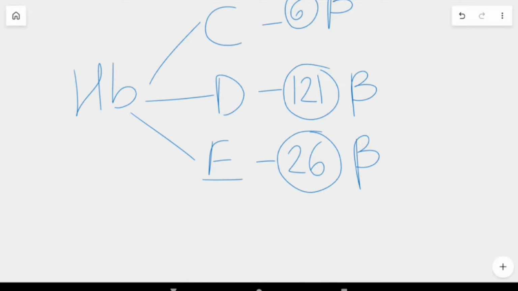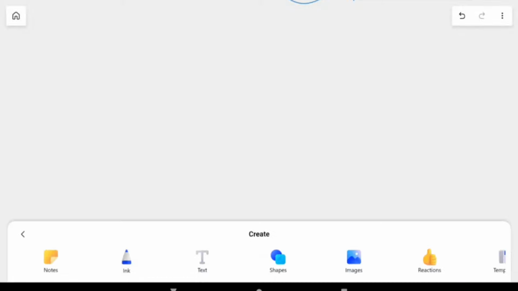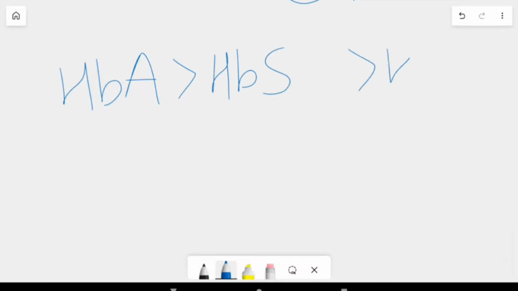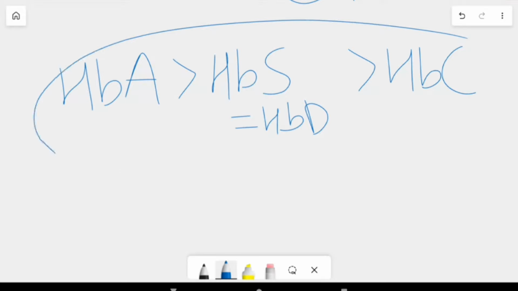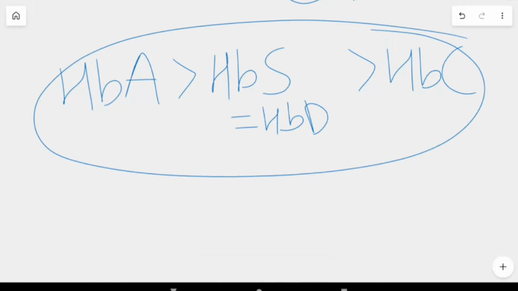Now, just as a fact, just try to remember this order: HbA travels faster towards the anode than HbS, and HbS travels faster than HbC. Also, HbS and HbD travel at the same rate towards the anode. So we can basically use this order in detecting the type of abnormal hemoglobin present in the person. So there's that.